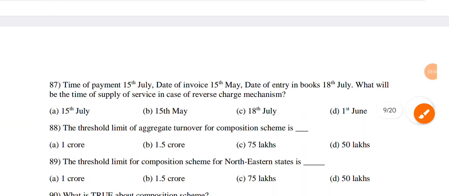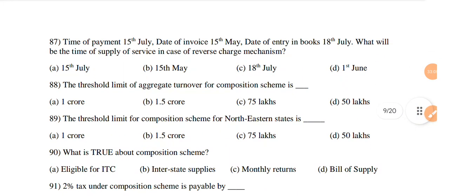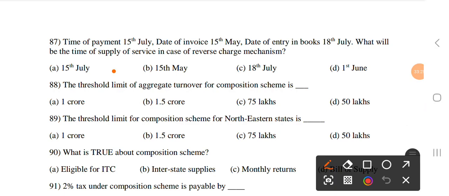Next question. Date of payment 15 July, date of invoice 15 May, date of entry in the books 18 July. What will be the time of supply of services in case of reverse charge mechanism? Option A 15th July, B 15th May, C 18th July, and D 1st June. The correct option is B, 15th May.